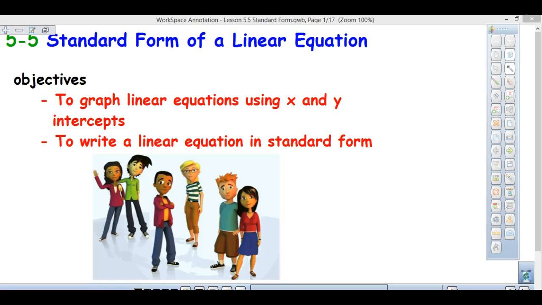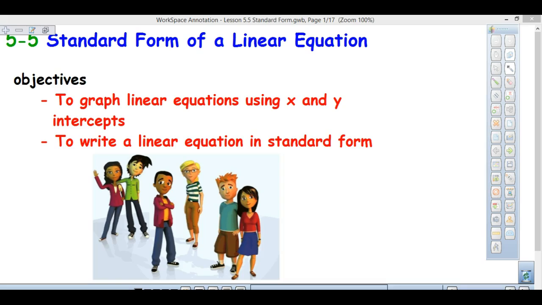Somebody give me the two forms that we've learned so far. Which is what form? Slope-intercept form. What's the other form? Point slope. And what's that look like? Y minus Y1. And then what's the formula to find slope? X2 minus X1. Good.